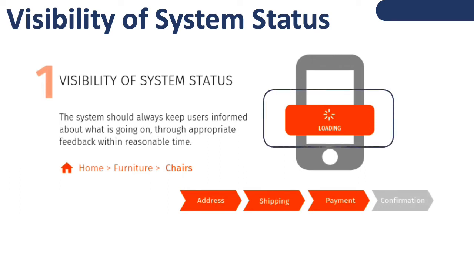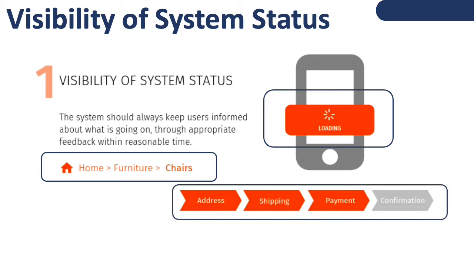On number 1, we have visibility of system status. So what does it mean? It means the user is informed all the time about what is happening during the interaction with the website. For example, we can see that a mobile app is trying to load the content while displaying a loading animation to the user.